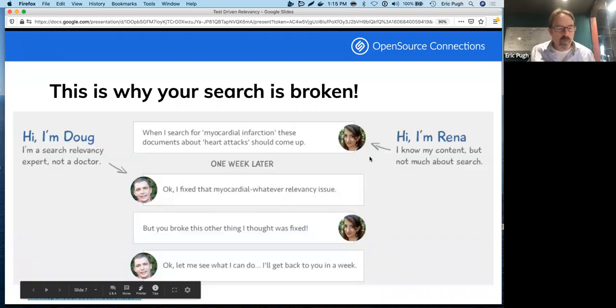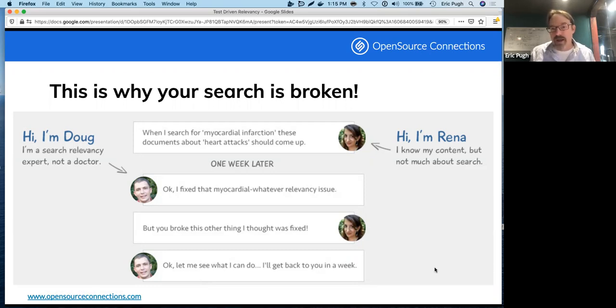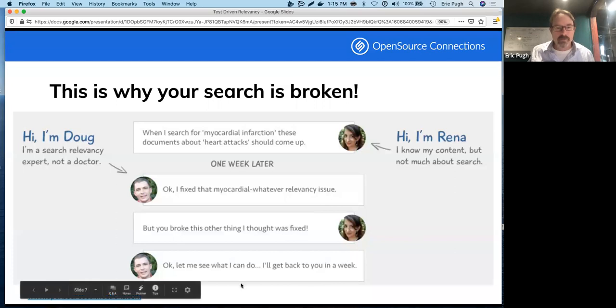This is a really, really common problem and is kind of at the heart of why so many search bars return really bad search results. The person on the right, Rena, the content expert, knows what should be coming back. The person on the left, the relevancy engineer, knows how to make those changes, but the two are not working together.